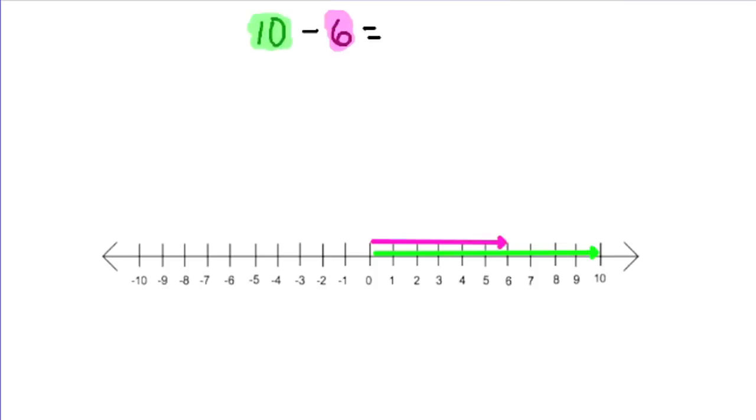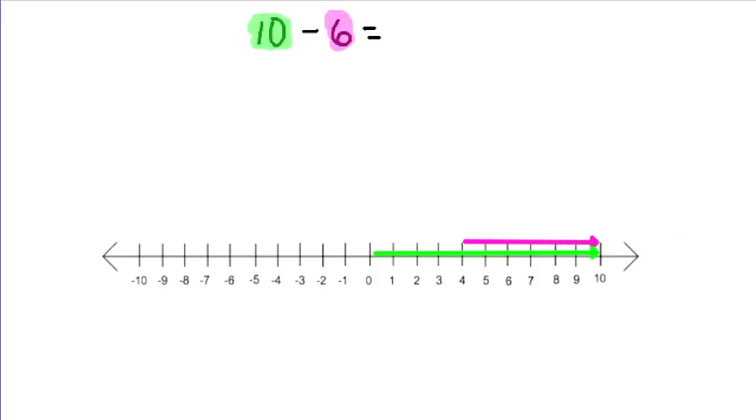Now, if this were a regular addition problem, I would go 10 steps to the right as indicated by the number 10, and then I would also go 6 more steps to the right as indicated by the pink arrow. But subtraction is the opposite of addition. So instead of going 6 additional steps to the right, I'm going to do the opposite of that, which is 6 additional steps to the left.